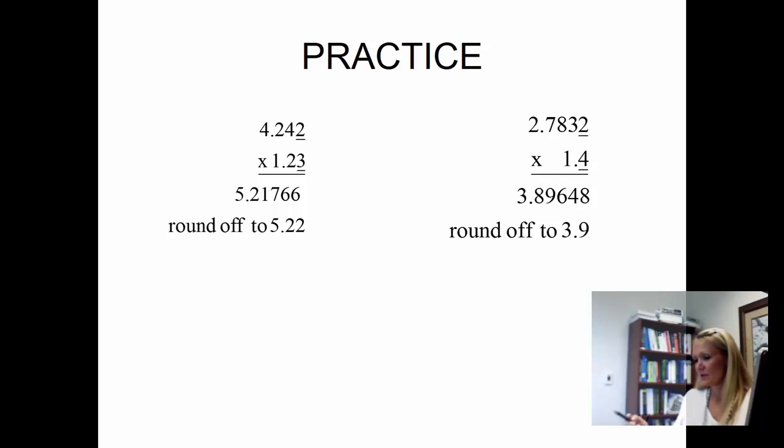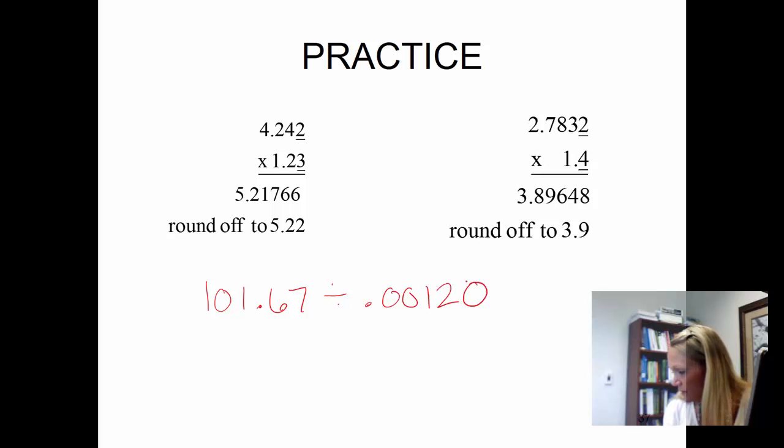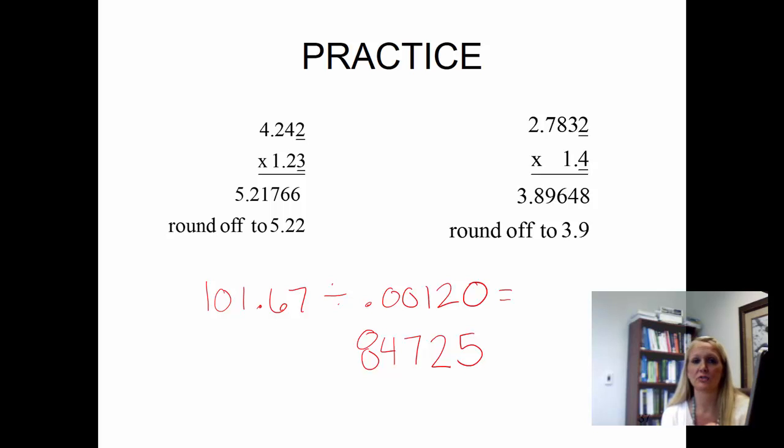I wanted to go ahead and add one with division in here. I noticed as I was going that we should do one like that. So if you'll give me a second here. I just made up this problem. We're going to take 101.67 and divide it by 0.00120. If you put that in your calculator, I would get 84725. The idea of this video is to see that that is probably not the way that I need to report this using the correct number of sig figs.